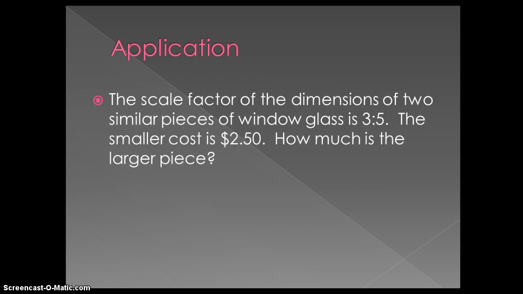One more application to this. The scale factor of the dimensions of two similar pieces of window glass is 3 to 5. The smaller costs $2.50. How much is the larger piece? Now when we talk about $2.50, we're talking about area, because when you buy a two-dimensional piece of glass, you're buying it by the area, by the size, not by the perimeter. So we know our scale factor is 3 to 5, but we actually have to talk about the area here, which is 9 to 25, or 3 squared to 5 squared.